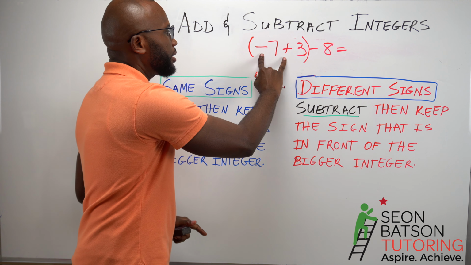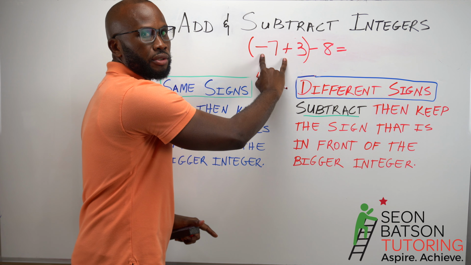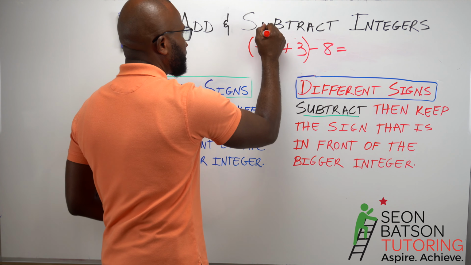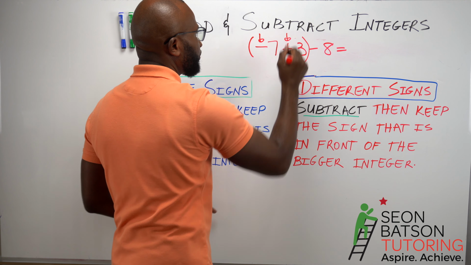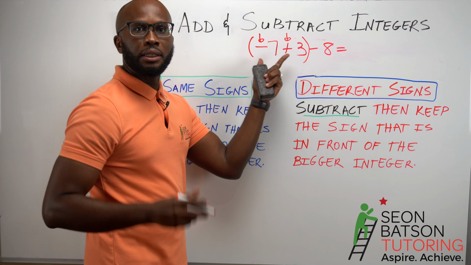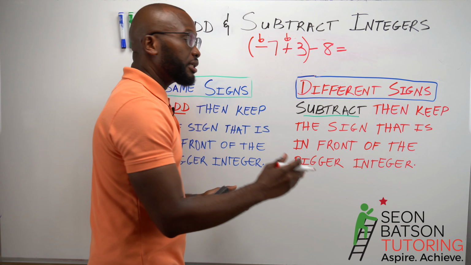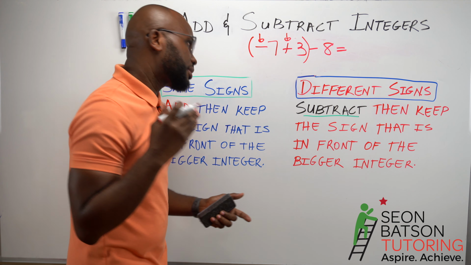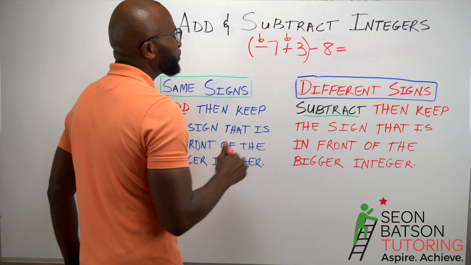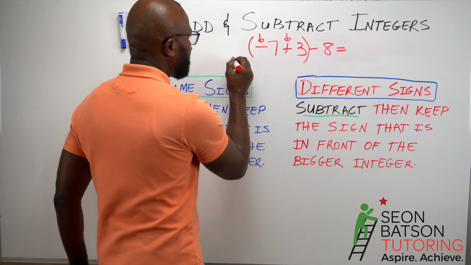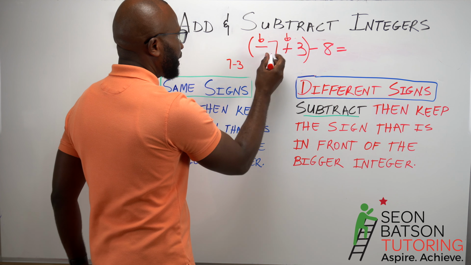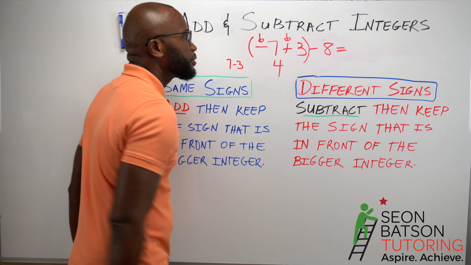We're going to examine the signs in front of the integers. We have a negative sign here. We have a positive sign here. Our signs are different. When the signs are different, we are going to subtract. Very good. So if we subtract 7 and 3, we will get 4.